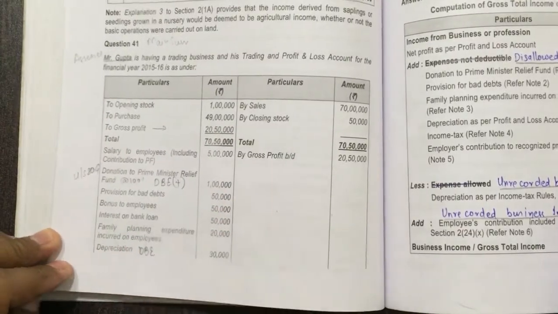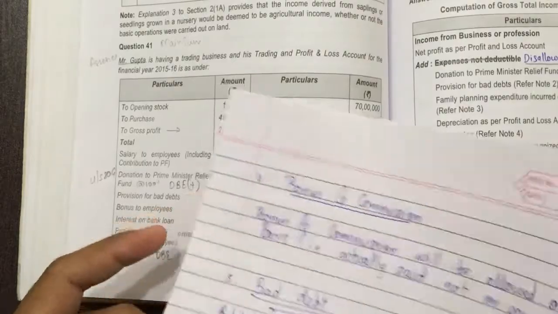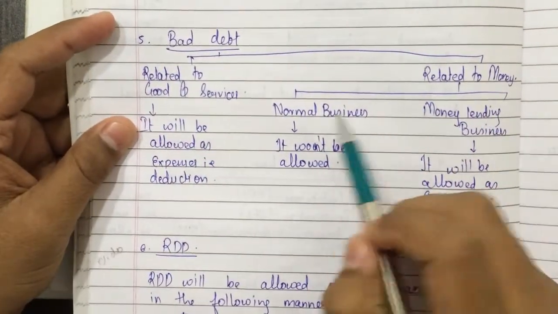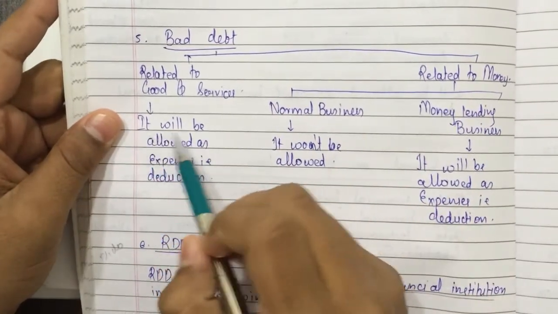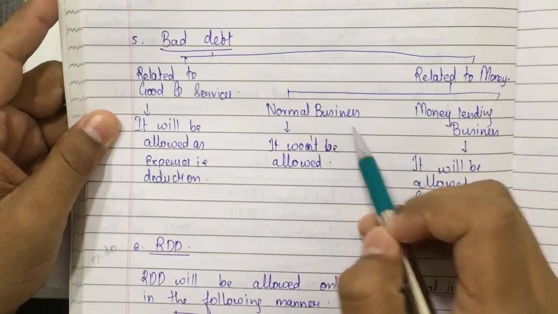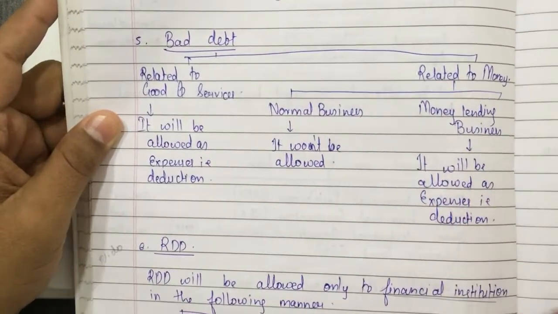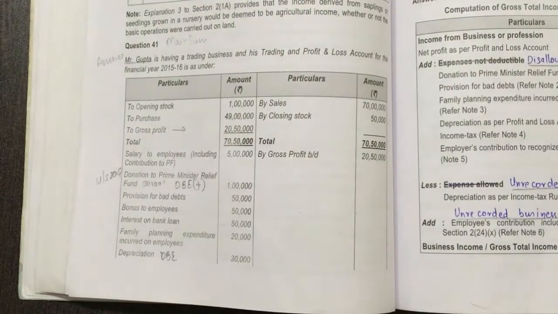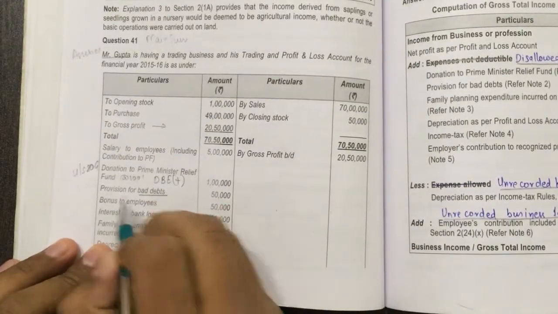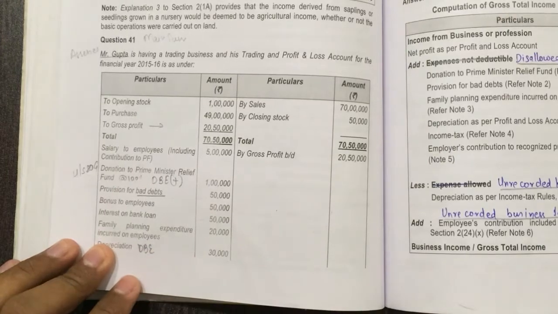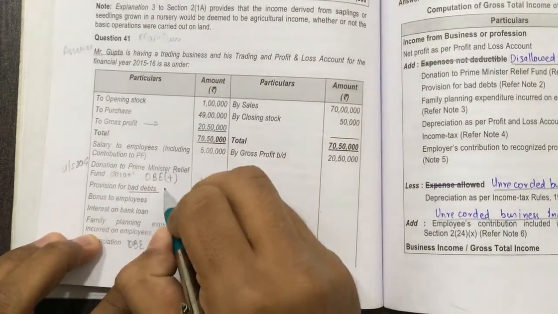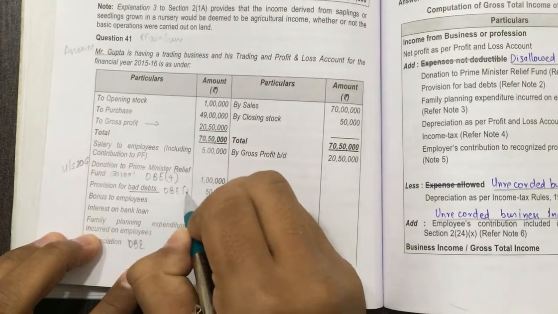Provision for bad debt. It is also there in section 36, right? Bad debt related to goods and services, and related to money: it will be allowed as expense, that is deduction, if related to goods and services. If related to money in a normal business, it won't be allowed. In a money lending business, it will be allowed. So it is not only bad debt, it is provision for bad debt. Since there is no section regarding provision for bad debt, it will be disallowed business expenses and added back.